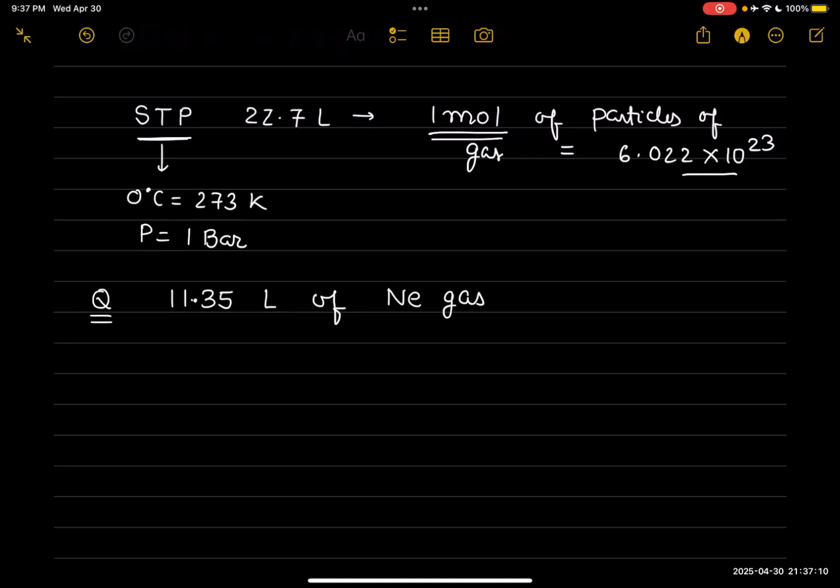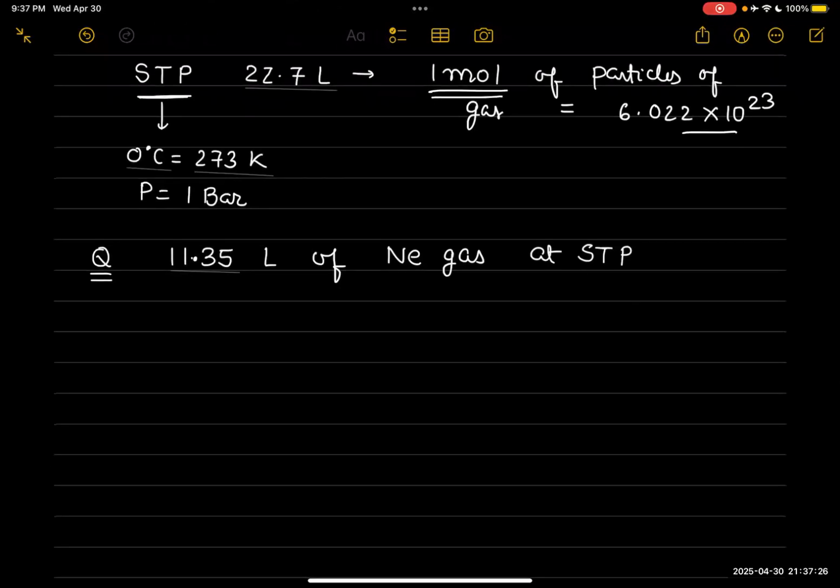So suppose 11.35 liters of neon gas at STP. How many moles of neon gas have we taken? We have to divide 11.35 by 22.7. Abdul, Aisha and Abdul, are you getting my point? Yes.